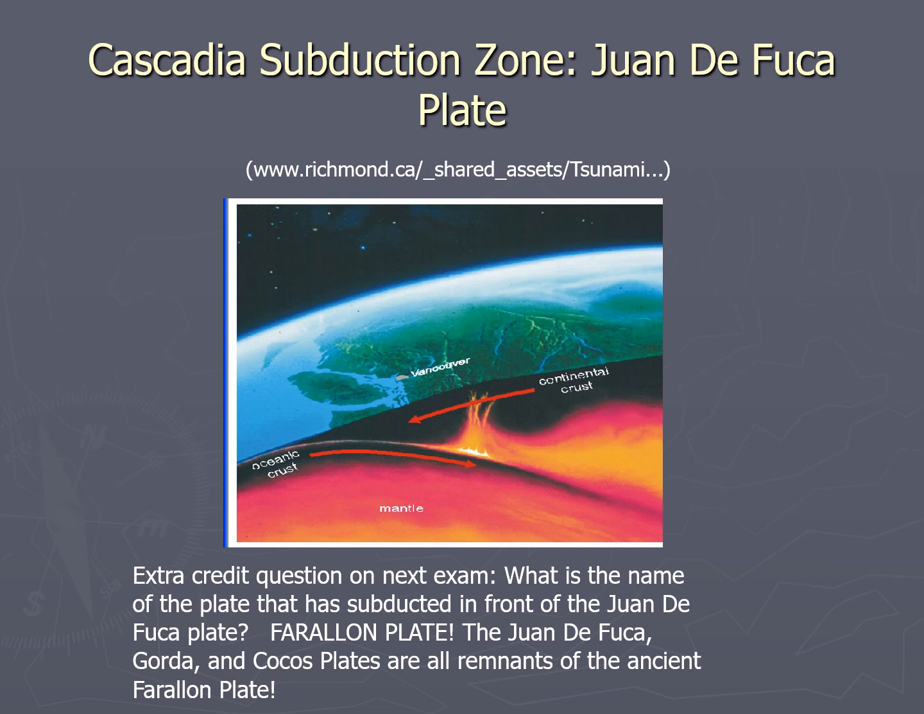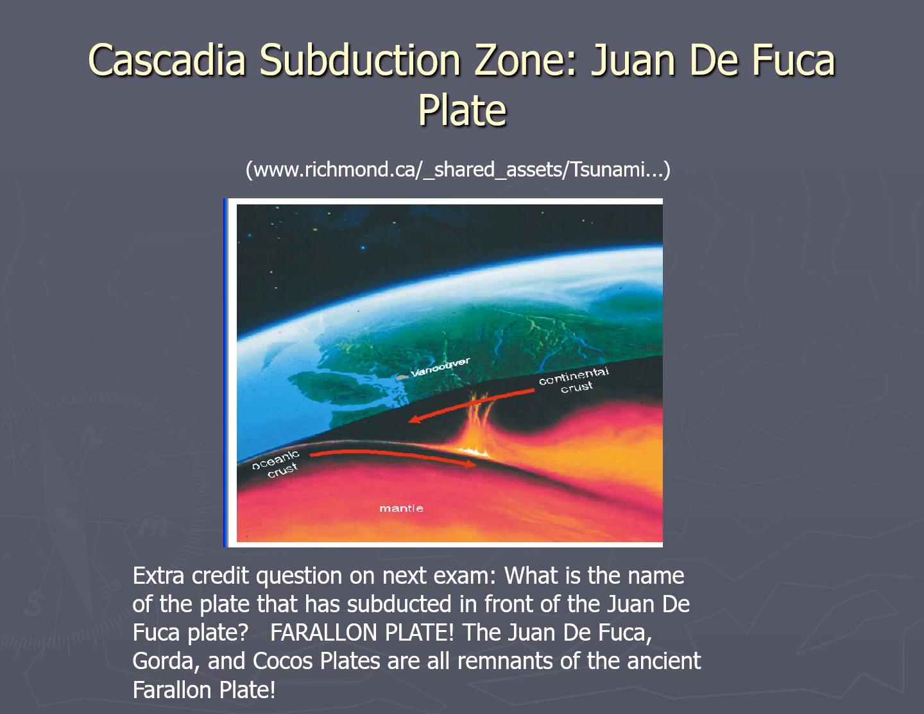All right. Yes, this is a potential extra credit question on the third exam. What is the name of the plate that is subducting now beneath North America and the Pacific Northwest? And that answer is the Juan de Fuca plate.